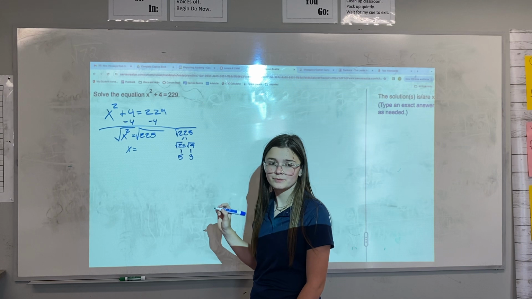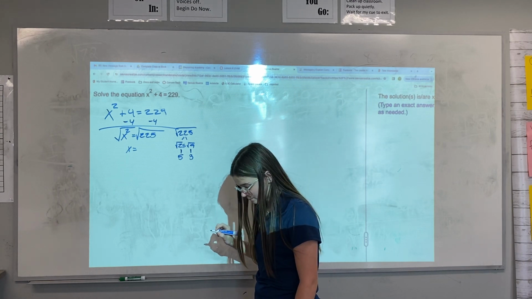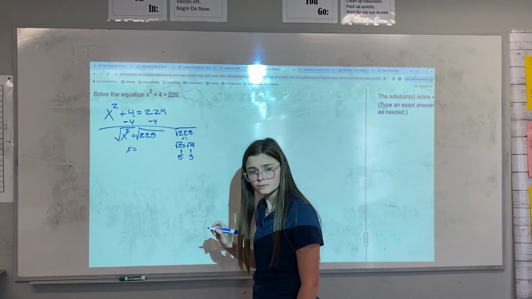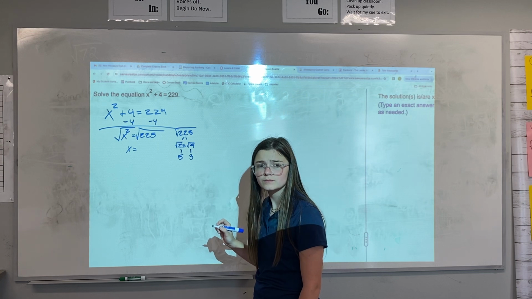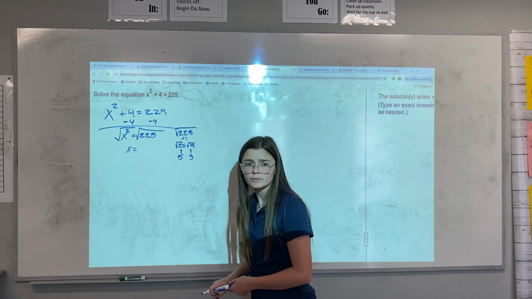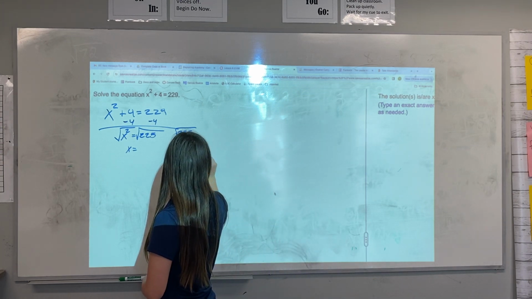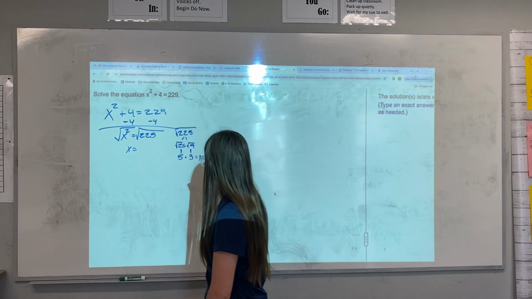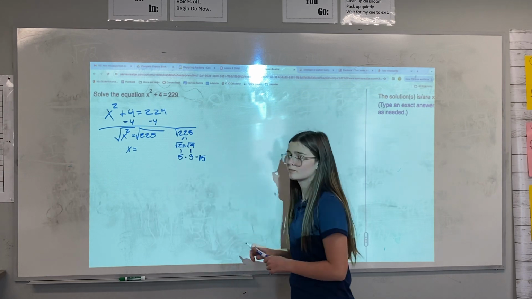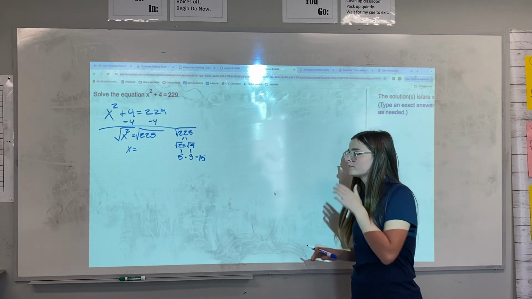Everybody put in 225 and then press the square root button. The square root of 225 is 15. 225 is a perfect square. You guys didn't know that? Me neither. When you guys were breaking that down, I was like, yeah, let's break it down. That's not a perfect square, because I don't have all the perfect squares memorized.